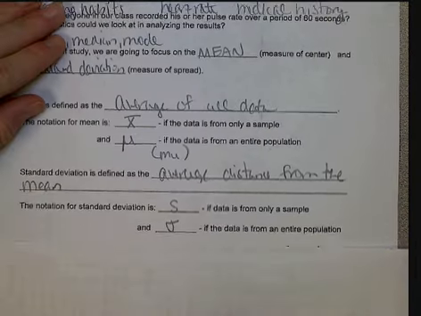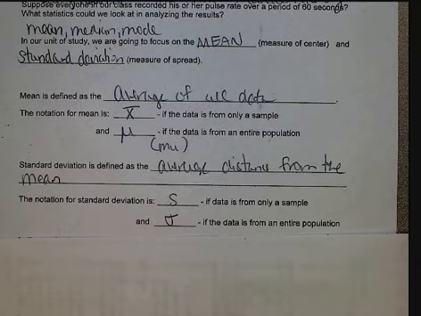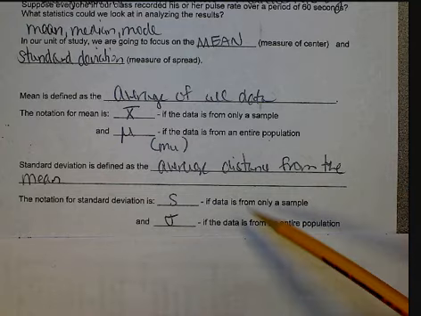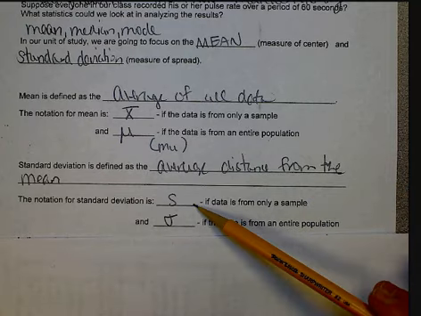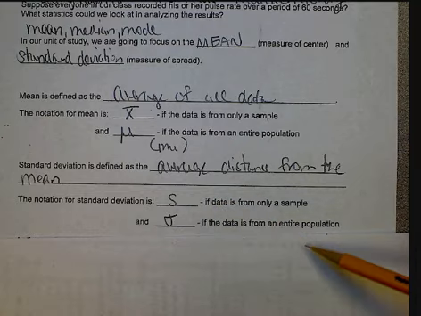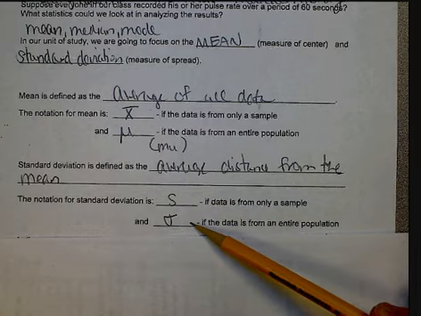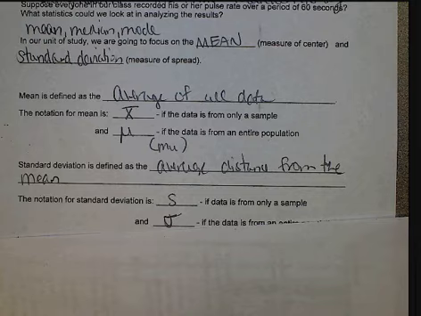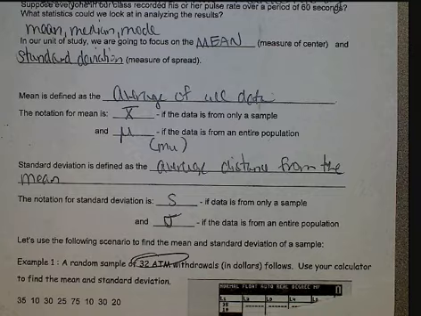What is standard deviation? It is the average distance from the mean. It is a measure of spread. If our data is from a sample, we use a lowercase s. If the data is from the entire population, we use the Greek letter sigma. Now this is a lowercase Greek letter sigma. You worked with a capital Greek letter symbol, sigma, when you were doing summation notation.